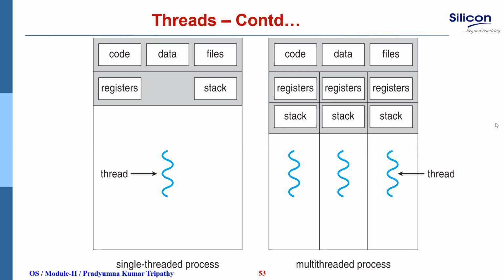But in a multi-threaded process, there might be multiple threads running, right? But do remember, all these three threads will share the code, data and files. The code, data and files are common for all the threads. If I create 10 threads, for all the threads, these three are the same. So each of the threads can access the code, data and files.